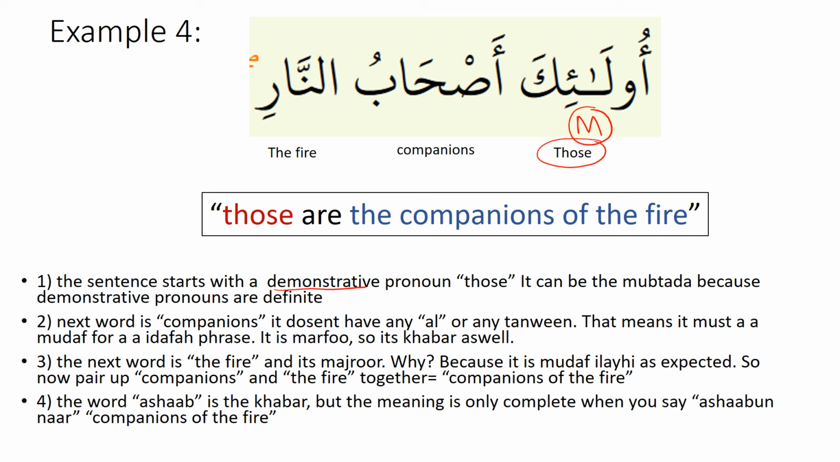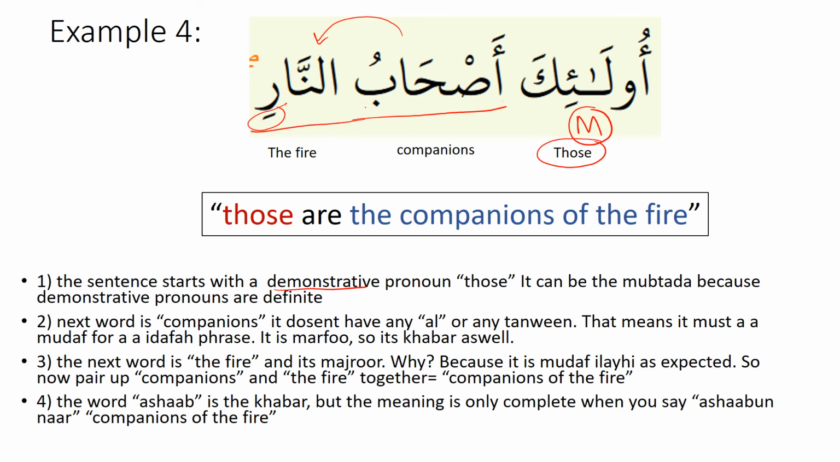The next word, companions, as you can see, ashabu. What's strange about this word? Oh, it doesn't have an alif lam on it, and it doesn't have a tanween on it. Ashabu. So this is a very clear indication that it's probably going to be part of an idafa phrase. So let's continue on and we see the next word is an-nari and it's majroor. So yes, we have confirmed that this is an idafa phrase.